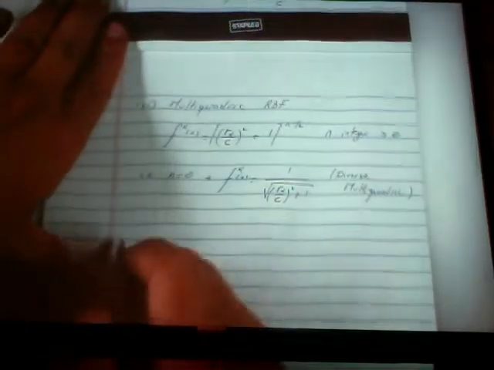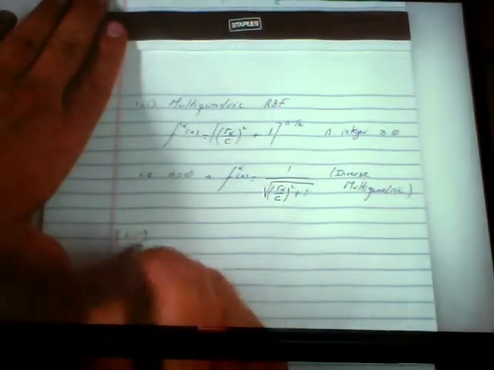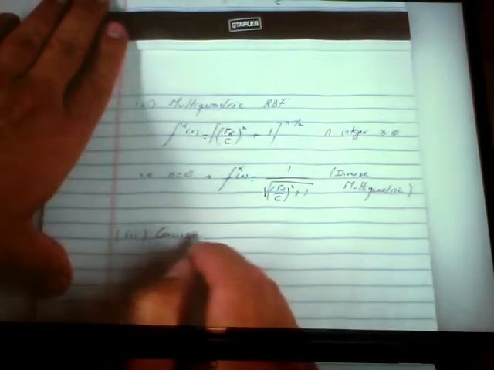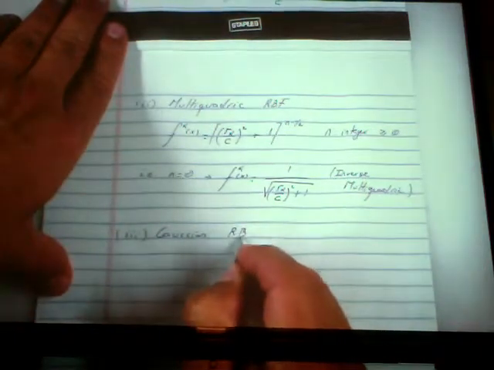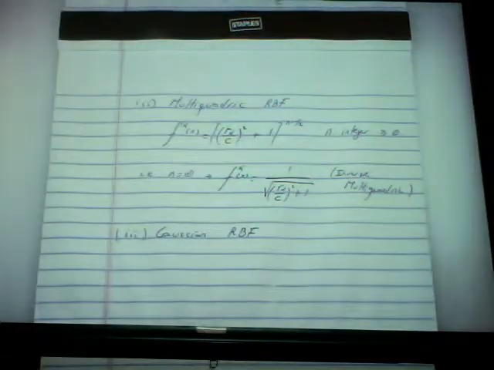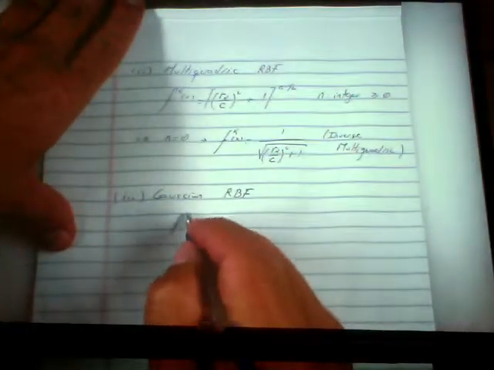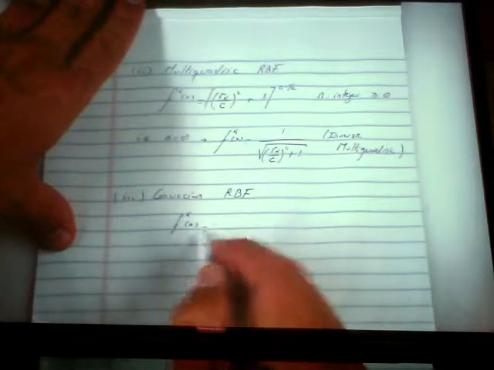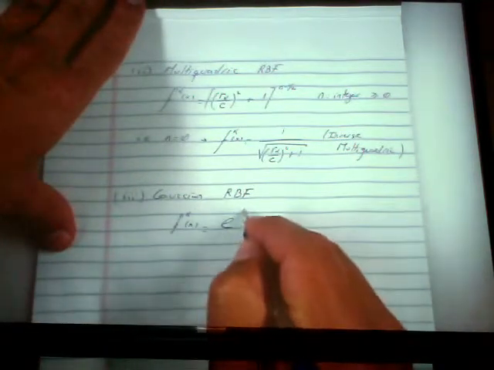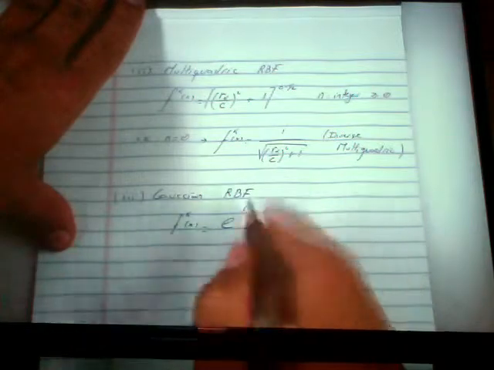All right. And 3, the Gaussian RBF where the function fk is equal to e to the rk over c.